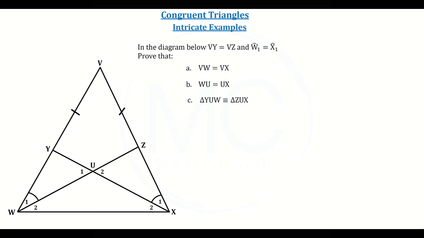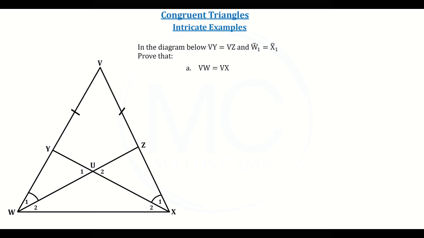In the diagram below, Vy is equal to Vz and angle W1 is equal to angle X1. Prove that A, Vw is equal to Vx, B, Wu is equal to Ux, and C, triangle YUW is congruent to triangle ZUX. Let's start with part A. Prove that Vw is equal to Vx.